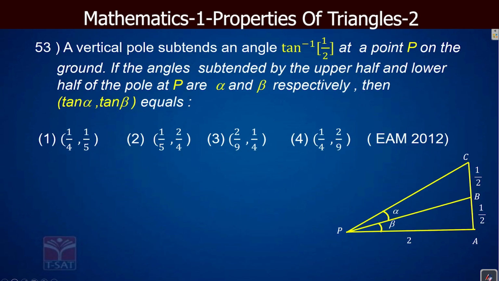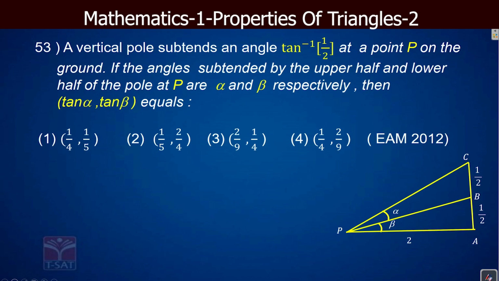53. A vertical pole subtends an angle tan inverse 1 by 2 at a point P on the ground. If the angles subtended by the upper half and the lower half of the pole at P are alpha and beta respectively, then tan alpha, tan beta equals: 1) 1 by 4, 1 by 5; 2) 1 by 5, 2 by 4; 3) 2 by 9, 1 by 4; 4) 1 by 4, 2 by 9.